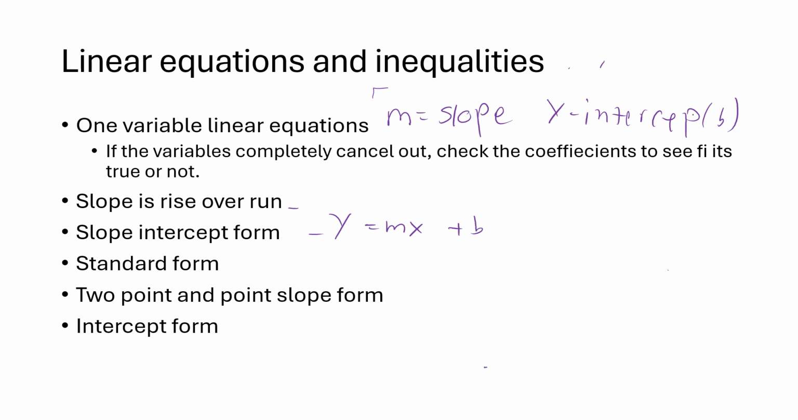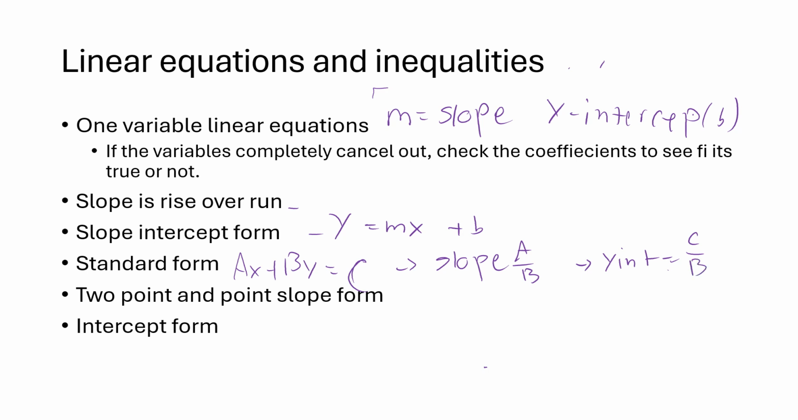But what about the standard form? The standard form is ax plus by equals c, where a, b, and c are constants. You can find the slope by dividing your a over your b, and you can find your y-intercept by dividing your c over b.